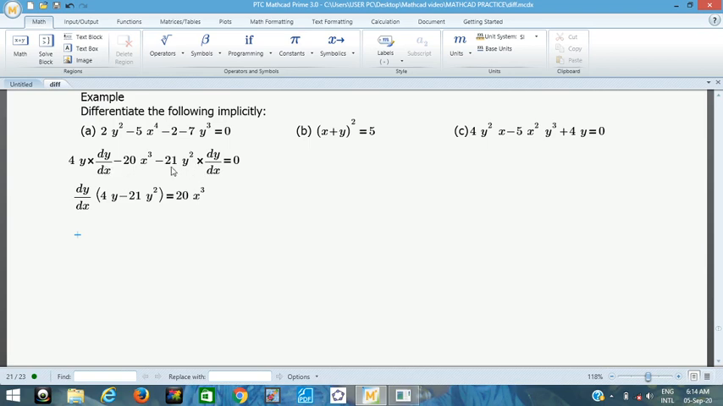Then what I did now, these are the two terms that have dy dx. I need to factorize dy dx out. It's a common factor. It came out leaving 4y minus 21y squared in bracket. Then minus 20x raised to the power 3, I took it to the other side of the equation. So minus became plus.